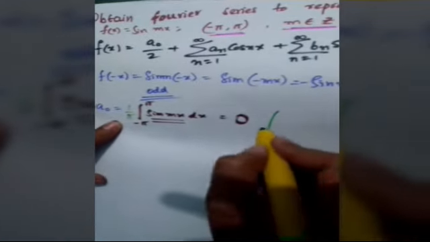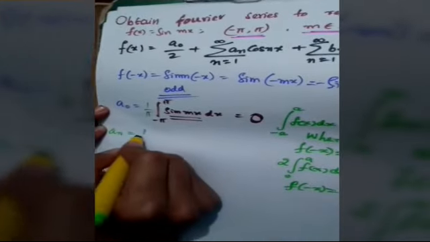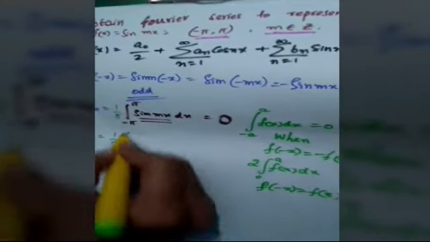1 by pi times integral from minus pi to pi sin mx dx. Since sin mx is an odd function, from minus pi to pi it should be 0. Generally we say integral from minus a to a f of x dx equal to 0 when f of minus x is equal to minus f of x, and it will be twice integral 0 to a f of x dx when f of minus x equal to f of x.